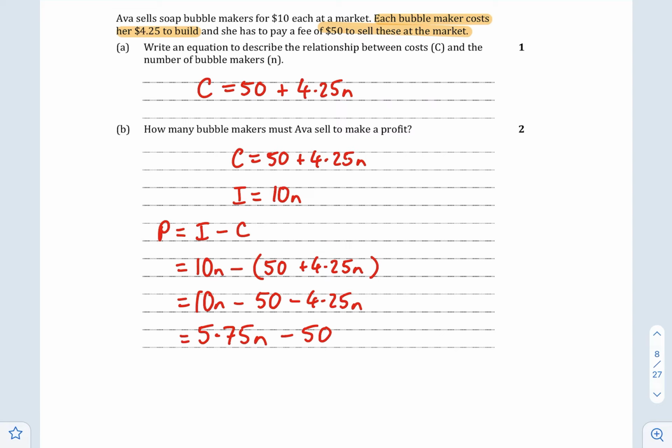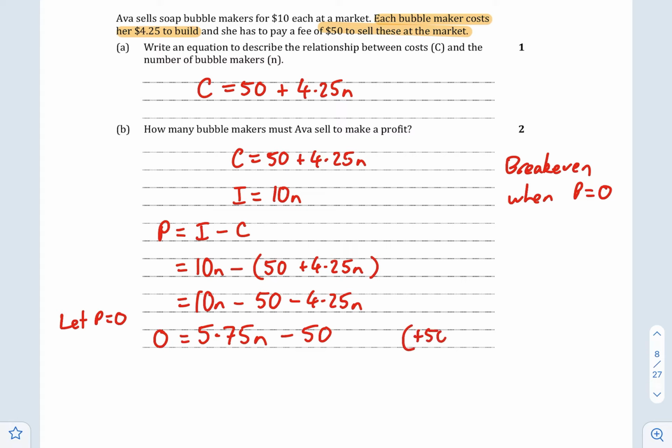Now at this point we might be thinking, where do we want to go from here? In order to make a profit, she needs to be making more money than what she's spending. So the break-even point is when profit is equal to 0, meaning Ava is not making any money, but she's not losing any money either. So here I'm going to let p equal 0. So now we just want to get n on its own.